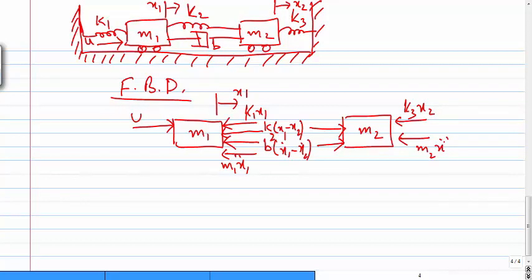So if we write down the equations, we get the result here, and the equation becomes m1 x1 double dot for this one is equal to u minus, because we have to write all forces on one side. If we want, you can write it here with plus sign, doesn't matter, but we can do this thing as well.